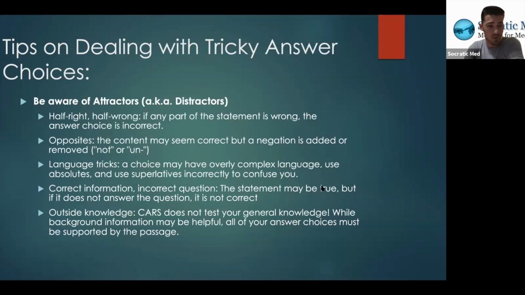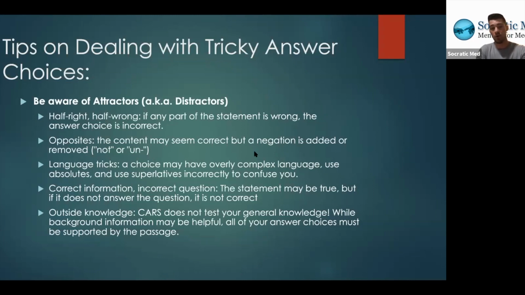Language tricks as well. A choice may have overly complex language, use absolutes, or use superlatives incorrectly to try to confuse you. So you may come across a question and you're reading down the answers, and one of the answers is just so complex, you read it 2 or 3 times and you're just thinking to yourself, what does this mean? That's the point of the answer. They're writing that to confuse you and to draw your attention. They hope that you read that answer, have no idea what it means, and then choose it. So you really have to pay attention to that.